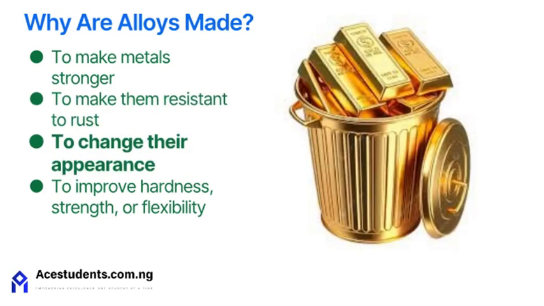Sometimes we make alloys to change the appearance of metals. Alloys can look shinier, duller, or even have new colors like bronze or rose gold. This makes them perfect for jewelry and decoration.